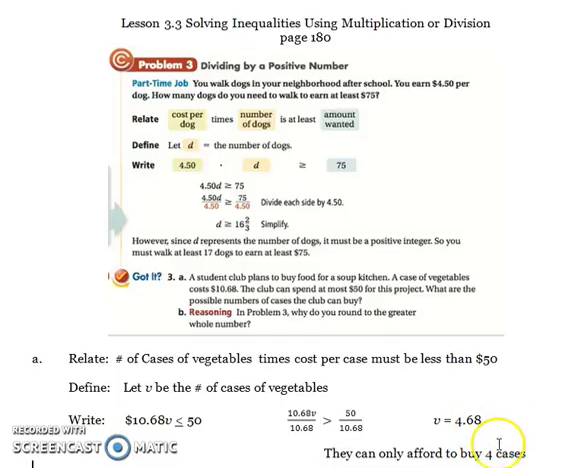You can't round this one up to 5 because that would go over the $50. So since we have to stay under $50, we're going to round this down. We can only afford to buy 4 cases.